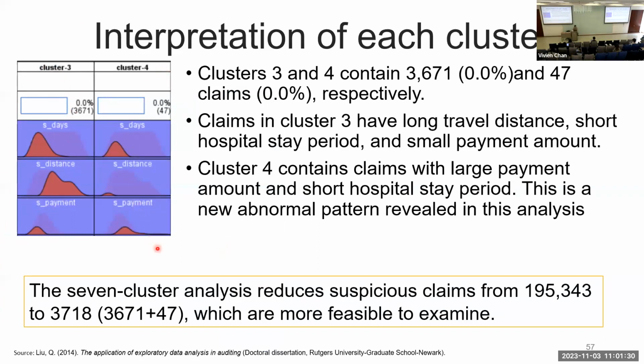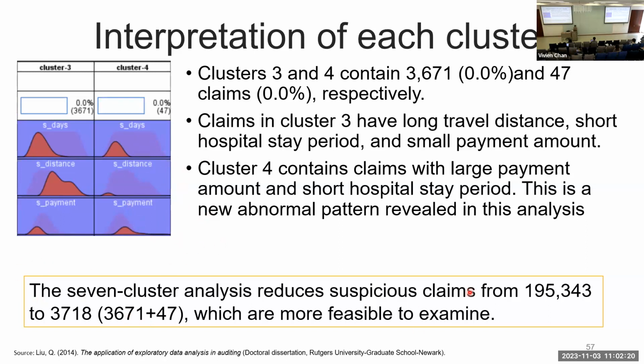Finally, cluster 4 is a very interesting pattern. You can see the claim amount is much larger than all the others, but the hospital stay is relatively short. So this is a relatively new pattern. As I said before, for clusters with a long stay, the claim amount will be huge, and with a short stay, the claim amount will be small. But this one is a short hospital stay with a large claim amount. So there may be something wrong with this group also. This is how you interpret the clusters.